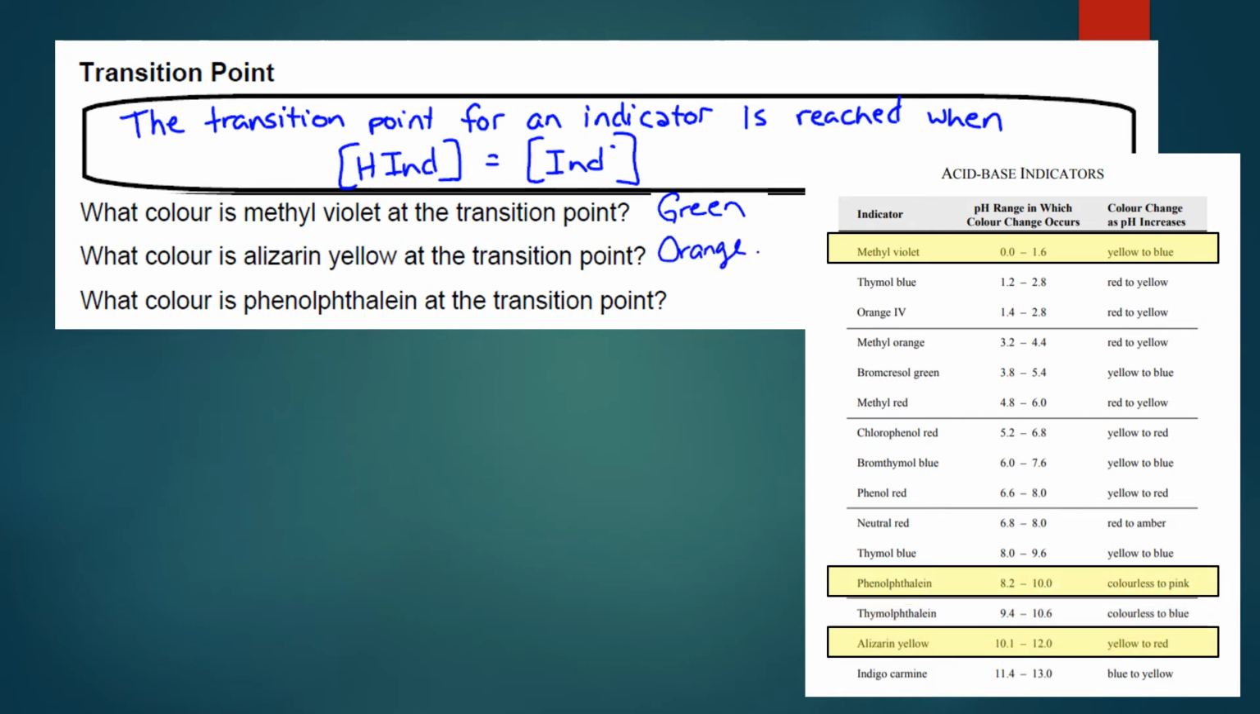And finally, phenolphthalein goes from colorless to pink. And kind of midway between colorless and pink is a really light pink. And if you've done any titrations in the past, you've probably used phenolphthalein and are going for that really, really faint pink color when you're looking for that transition color.